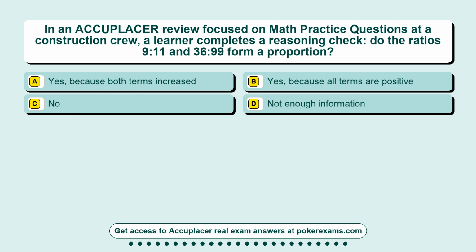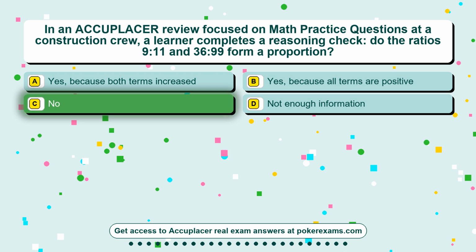Question 5. In an Accuplacer review focused on math practice questions at a construction crew, a learner completes a reasoning check. Do the ratios 9:11 and 36:99 form a proportion? Option A, yes, because both terms increased. Option B, yes, because all terms are positive. Option C, no. Option D, not enough information. The correct answer is option C, no.